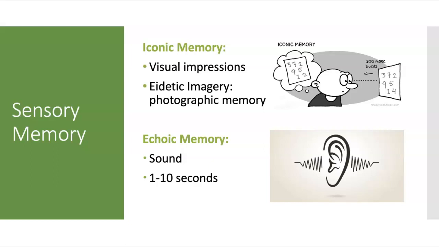The capacity is much smaller, however, even though the duration is longer. The capacity is smaller because if you think about it, with visual information, you can see a lot of different things at once. We can only hear so many things at once because those sounds will overlap. So your capacity for echoic memory is a little bit smaller.